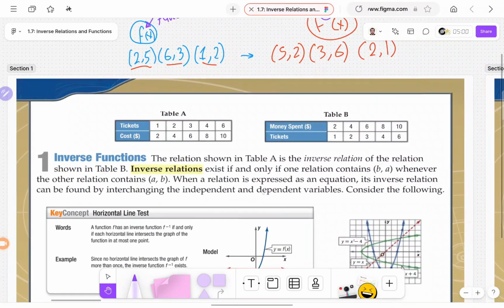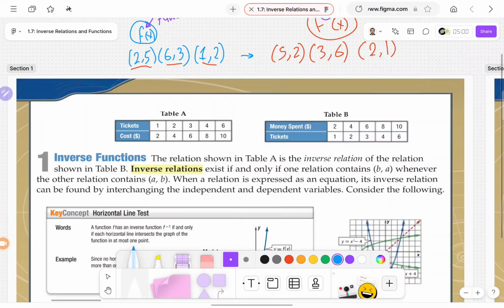So if you look here at the first table, table A and table B. In table A, let's say we have the tickets and the cost for each ticket. So one ticket costs you $2, 2 tickets cost you 4, 3 cost you 6, 4 cost you 8, 5 cost you $10. Now this is the function f of x.